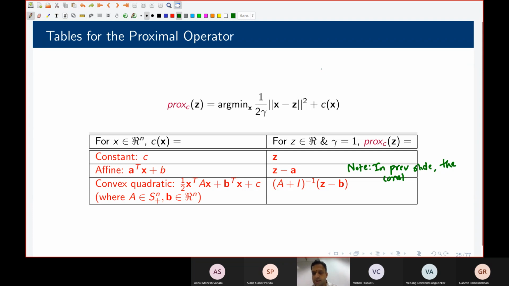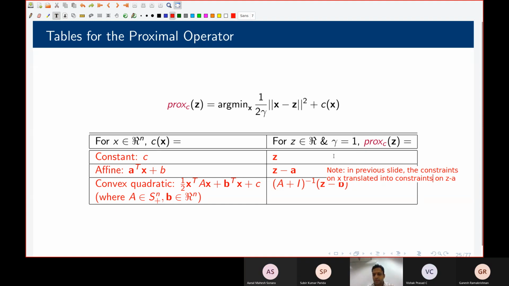So that, let me just type. I don't have space. Or instead of calling it constraints, I can say post-processing operations. That may be more appropriate. Okay, that's the basic idea.